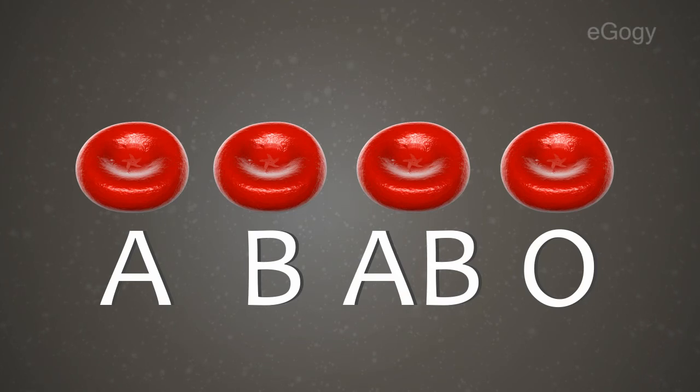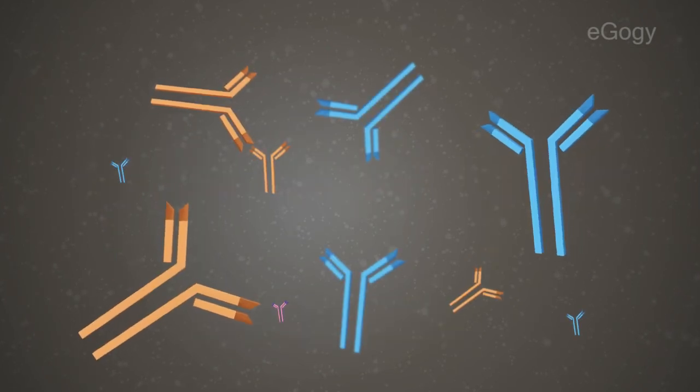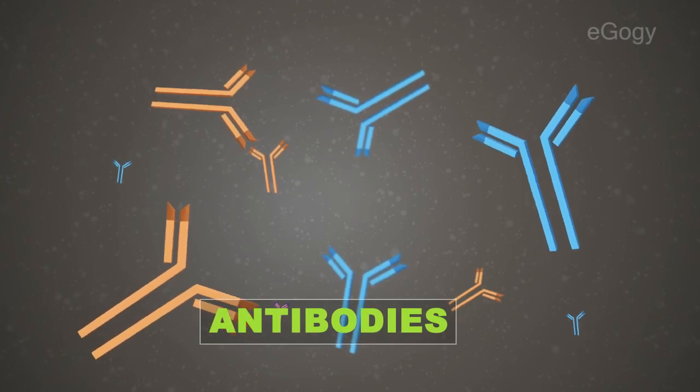Blood is classified into different groups based on the presence or absence of antigens or agglutinogens in the red blood cells. Various antibodies or agglutinins are seen in blood plasma.